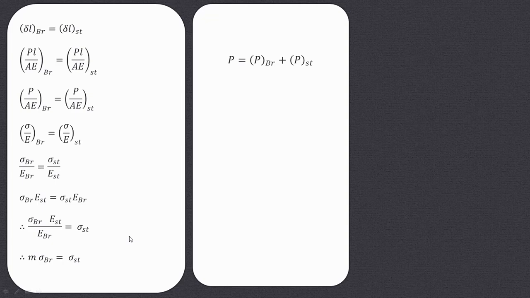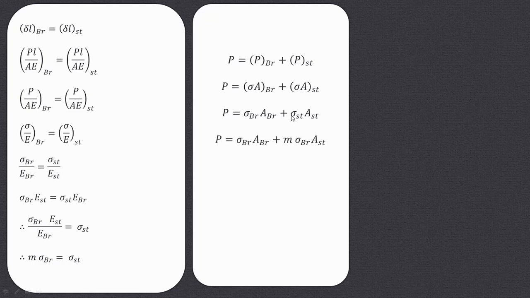Now the total axial load will be equal to, some part of that axial load will be taken by the brass rod plus some part of the load will be taken by the steel tube. Now load or force is equal to stress into area, because stress is force upon area. So sigma brass into area of brass plus sigma ST into AST.